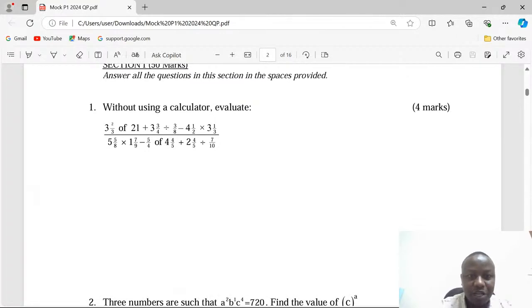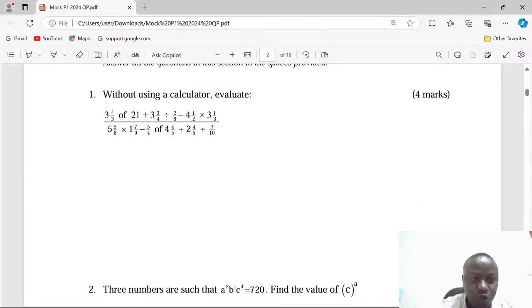Without a calculator, evaluate. The first thing is 3 2/3 of 21, plus 3 3/4 divided by 3/8, minus 4 1/2 multiplied by 3 1/3. That is on the numerator. And I request us to first of all handle the numerator, then we'll be going to the denominator. So let's begin with what we have on the numerator.